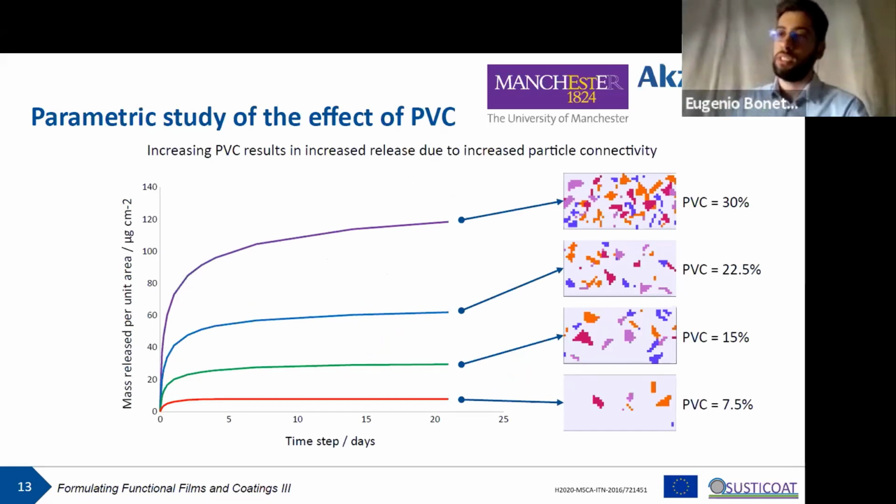Now, regarding the release of corrosion inhibitor, the effect of the PVC is pretty evident, both in the amount released, or in the leaching curve, the amount released as a function of time, but also in the microstructure. As the PVC increases, there are obviously more particles in the system, and this is evident in the cross section. But also there is more connectivity between the particles. Therefore, the amount of inhibitor released increases with the PVC.